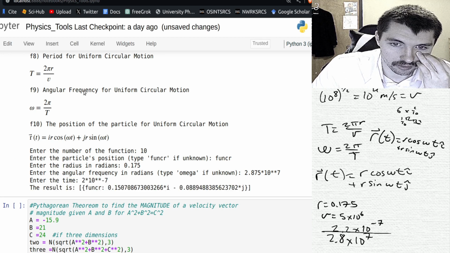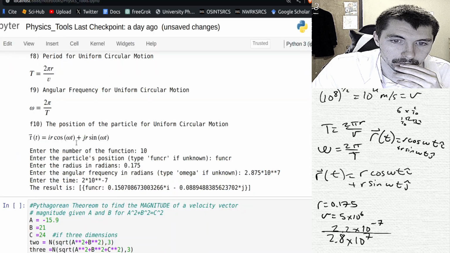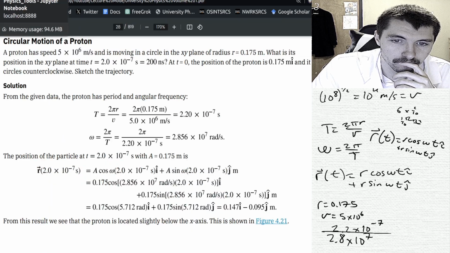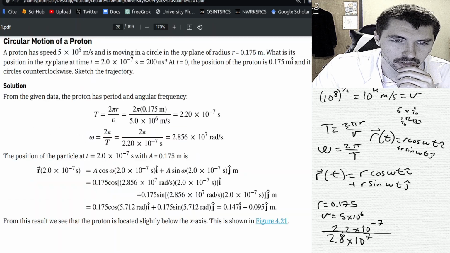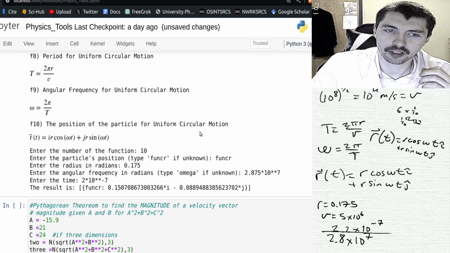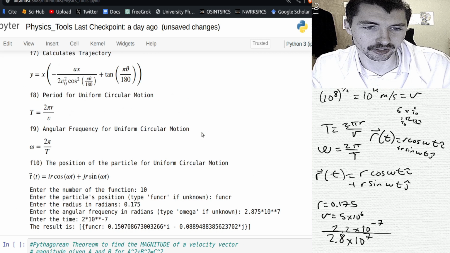Okay, so here we go. This is the right answer: 1.5 i hat minus 0.09. Our numbers are a little high, but I think this will serve our purposes for the most part.